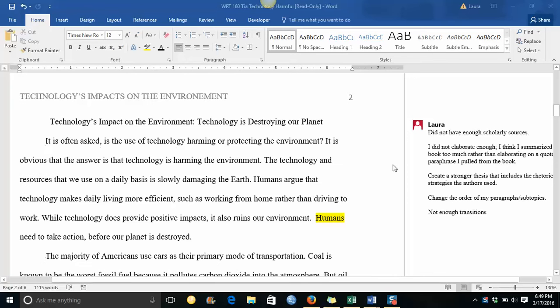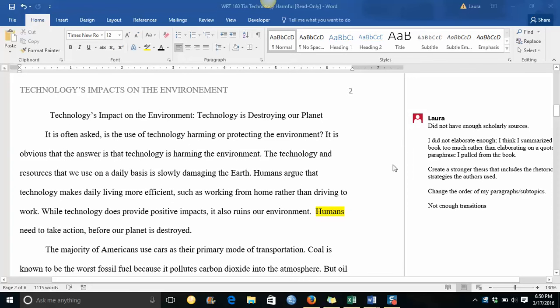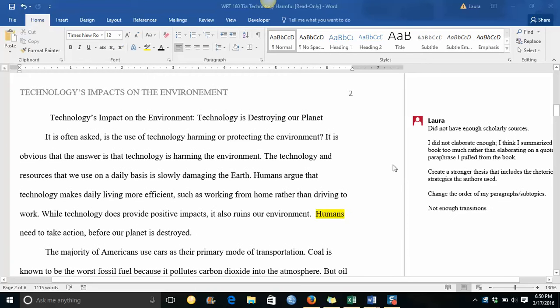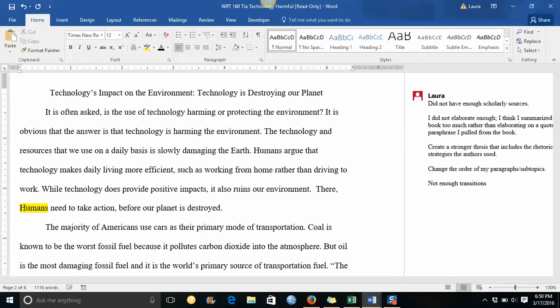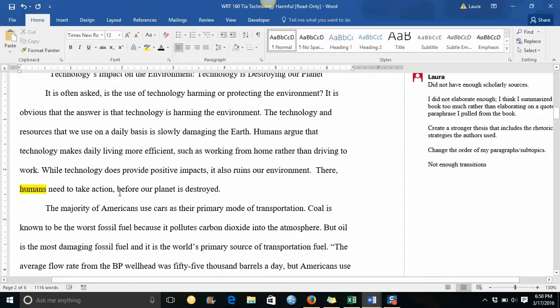Elaborating enough versus summarizing the book too much, I don't think you have a problem there, but I have some suggestions for changes in structure. Stronger thesis. I think your thesis might just need a transition, something like "therefore." Sorry, I had caps lock on. And then move into "humans need to take action," and you don't need the comma there. And then it would flow from your previous sentence. Oops, not there, "therefore." Sorry about that.